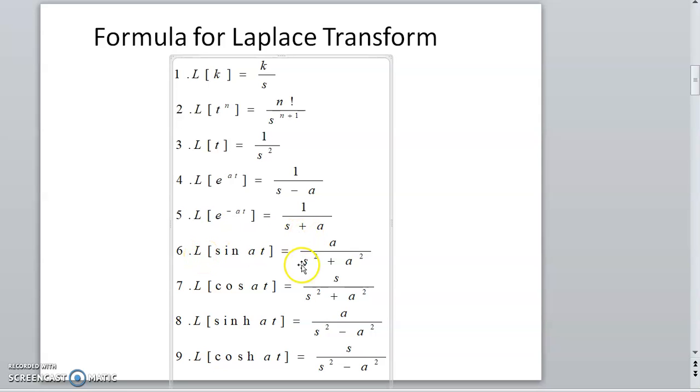L of sin at equal to a divided by s squared plus a squared, and L of cos at equal to s divided by s squared plus a squared. In these two formulas, the denominators are the same, but the numerators differ. For L of sin at, we get a in the numerator, and for L of cos at, we get s in the numerator. Likewise.